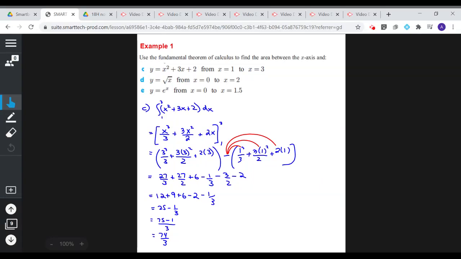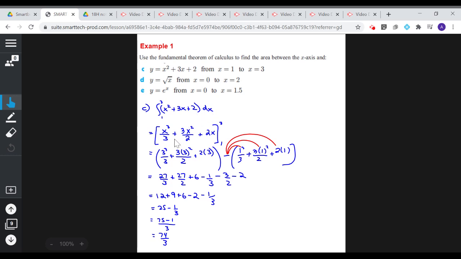Hello everybody, we're going to continue our videos on section 18H about the definite integral with some examples. So we're going to use the fundamental theorem of calculus to find the area between the x-axis and each of these curves. Remember that the fundamental theorem of calculus says that if I want to find the area between x equals 1 and x equals 3, I take the integral from 1 to 3 of this function, okay?